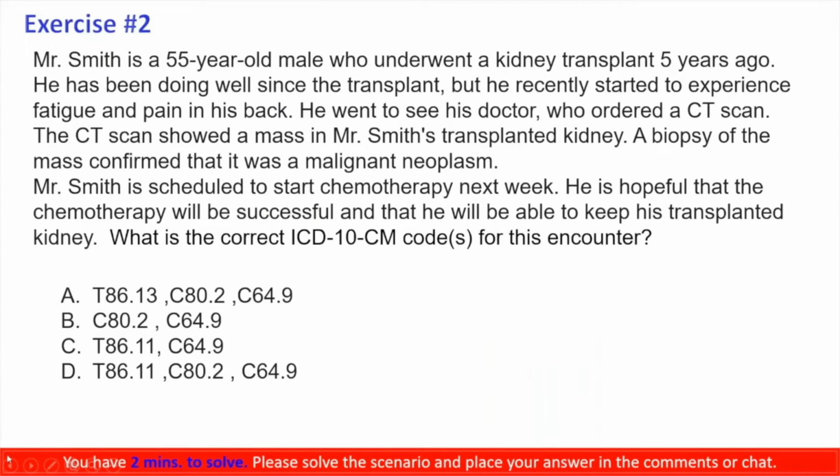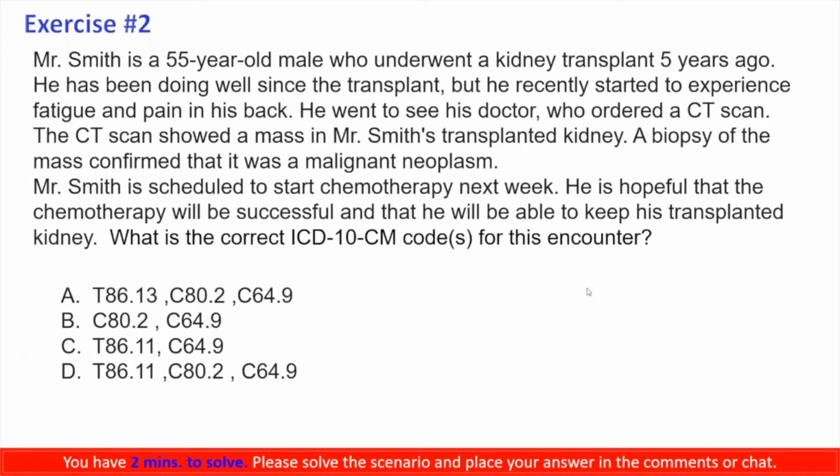So we have covered all those sequencing guidelines on malignant neoplasm, and let's do some exercise on that. So here's a question for you, coders. What is the correct ICD-10-CM code for this encounter? Your options are: option A, T86.13, C80.2, C64.9; option B, C80.2, C64.9; option C, T86.11, C64.9; option D, T86.11, C80.2, and C64.9.